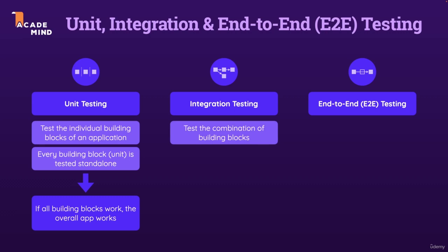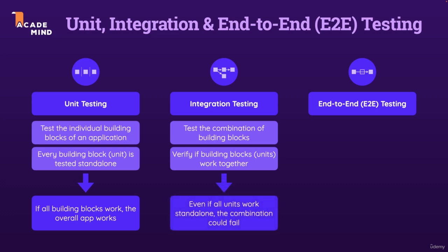Now, with integration testing, we build up on unit tests, and we also test the combination of building blocks, the combination of units. And we verify that if different units are executed together or are working together, the overall app still works as intended. Because the idea is that even if all our building blocks work correctly individually, once we combine them, they might not work as expected anymore. And I will come back to this idea later in the course, because in this course we'll also take a look at integration testing and see how it's related to unit tests and how you can write integration tests.